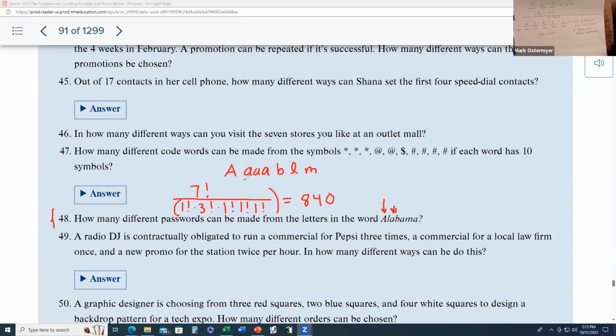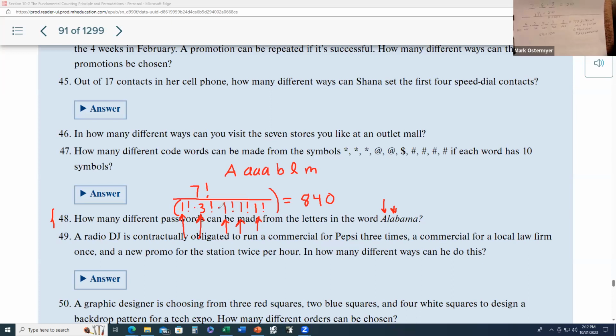Okay, so we have 7 letters to choose from in the word Alabama. Notice uppercase A repeats once, lowercase a repeats 3 times. Lowercase b, L, and M all repeat 1 time. So the total number of unique passwords that you can form from the word Alabama would be 7 factorial divided by 1 factorial times 3 factorial times 1 factorial times 1 factorial times 1 factorial.